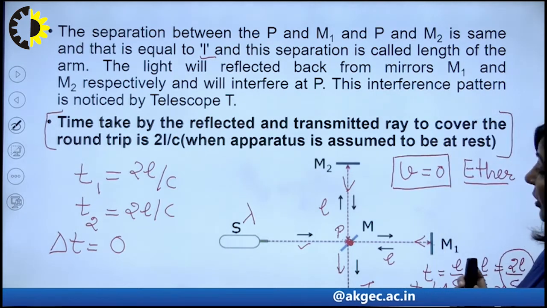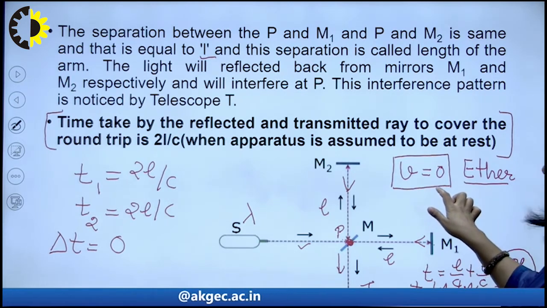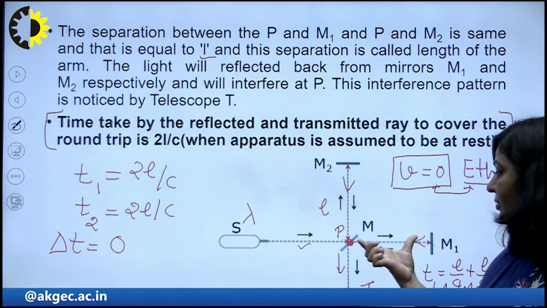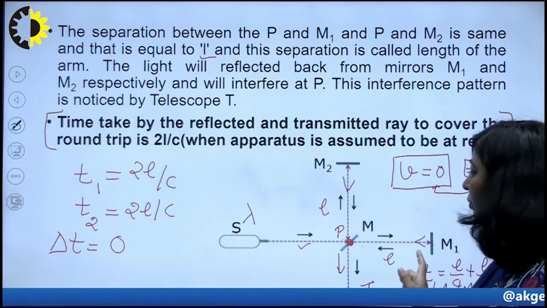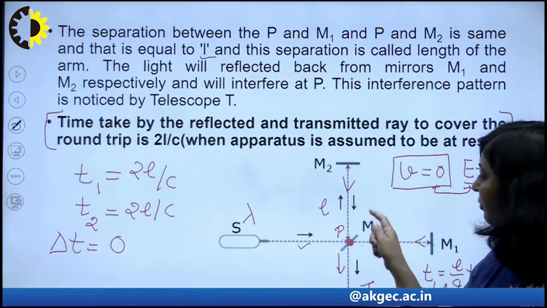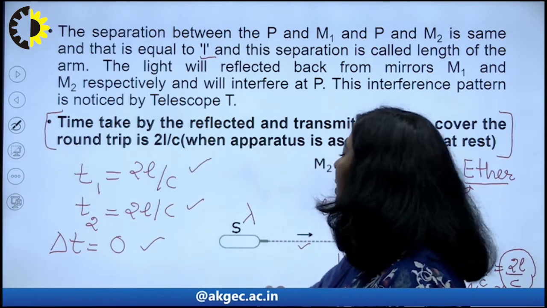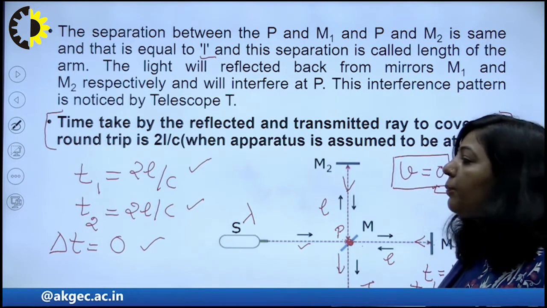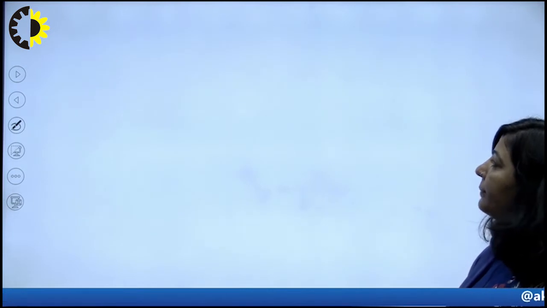So we are taking case number 1, when the apparatus is assumed to be at rest, or in the ether frame. In that case both the rays, the transmitted as well as the reflected, take the same time to cover the round trip from the glass plate to the mirror and then from the mirror back to the glass plate. The time is 2L by c for each, and the time difference is 0. Then both the coherent rays are directed towards the telescope, they get superimposed, and you get an interference pattern, right? This is your case number 1.